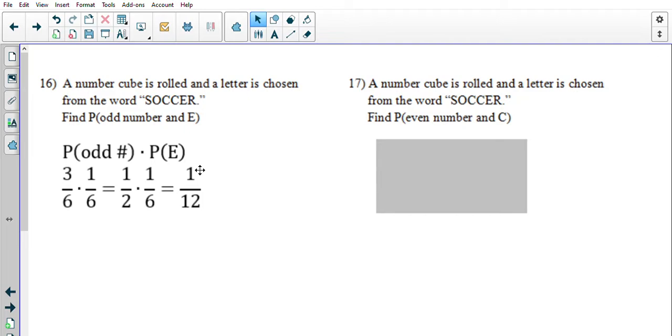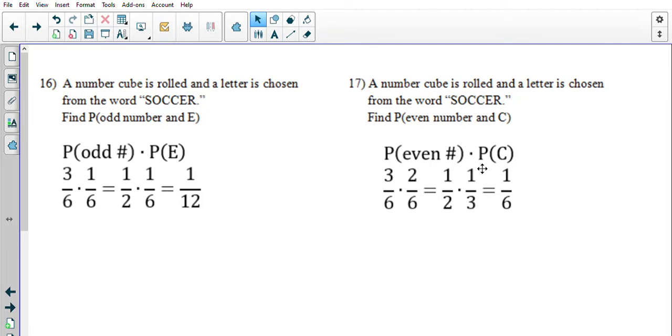Number 17, a number cube is rolled and a letter is chosen from the word soccer. Find the probability of an even number and a C. Even number, again, on that number cube is going to be 3 out of 6. The C, though, in this case, we have 2 C's out of 6 letters, so that's 2/6. 1/2 times 1/3, when we reduce those, will get us 1/6.